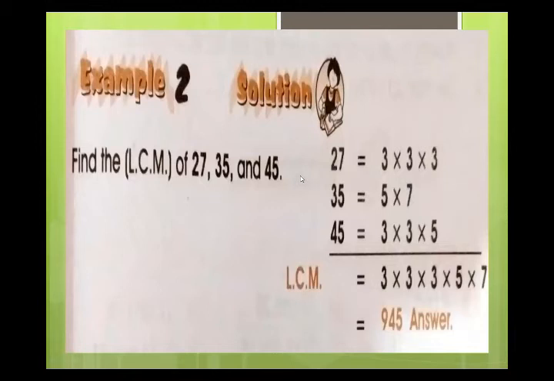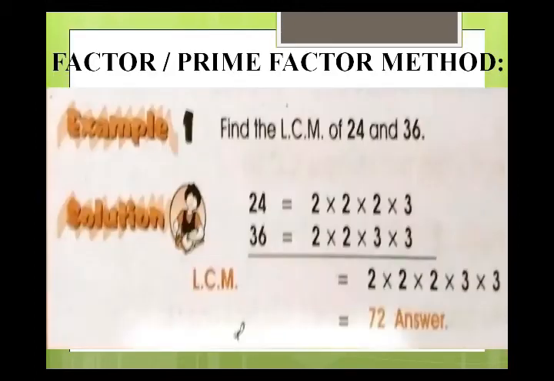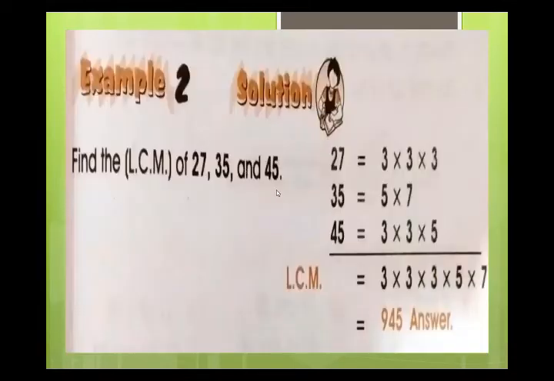Here you have to find the LCM of 3 numbers. As we just discussed previously, firstly you list out the factors of each number, and the factors should be prime factors. So here the number 27: the prime factors of 27 are 3 into 3 into 3. All these threes are prime factors.